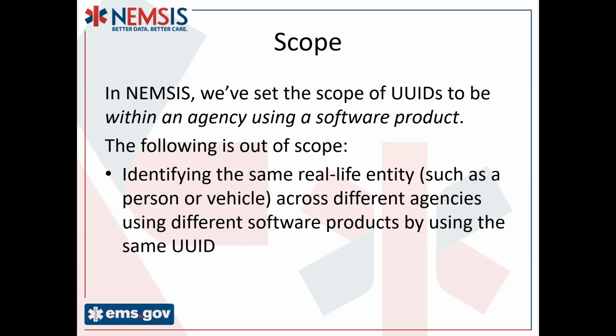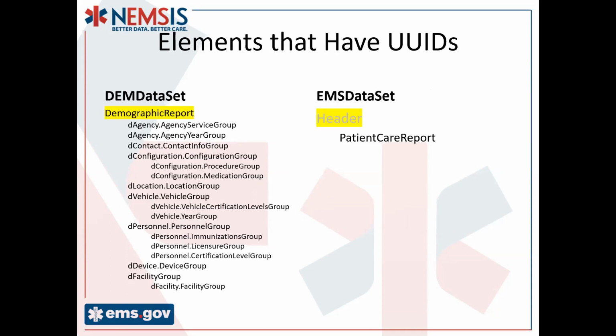All right, so here's what we're trying to figure out. In the candidate release of 3.5, we put UUIDs on all of these data elements. These are all group elements. In other words, they have children and they can occur more than once within their parent. So, for example, agency year group can occur multiple times within an agency, and it has a set of half a dozen data elements that are its children.